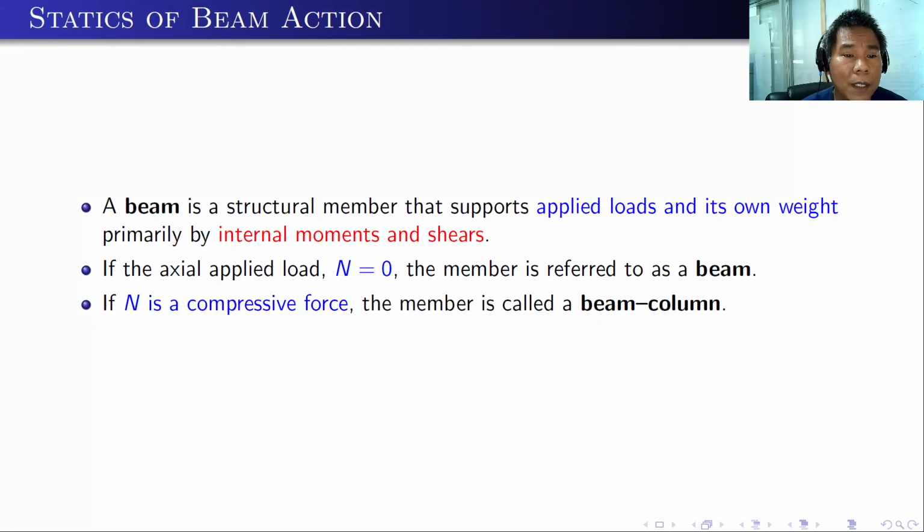A beam is a structural member that supports applied loads and its own weight primarily by internal moments and shears. If the axial applied load N is equal to 0, the member is referred to as a beam. But if N is not 0 and it is a compressive force, then the member is called a beam column.